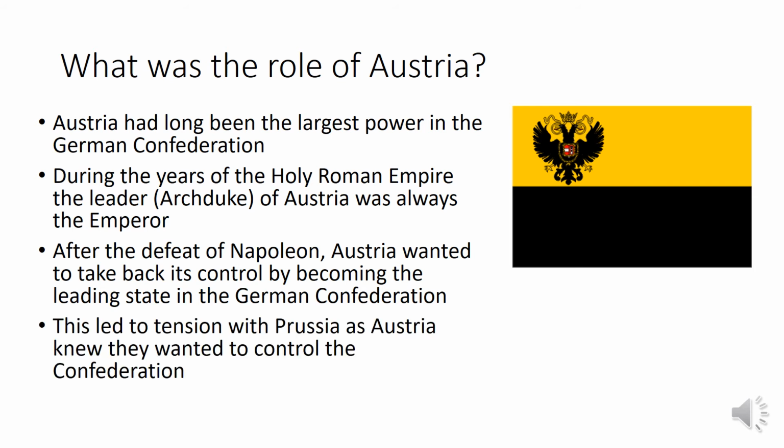Now this led to a lot of tension with Prussia, as Austria knew that they also wanted to control the confederation. This is important because we're going to see this a lot throughout this course. This battle between Prussia and Austria for control and dominance over this area is what's really going to be the driving force behind unification. So it's important now to know that from the outset of our course in 1840, Prussia and Austria were already rivals, and there was already tension building between them.